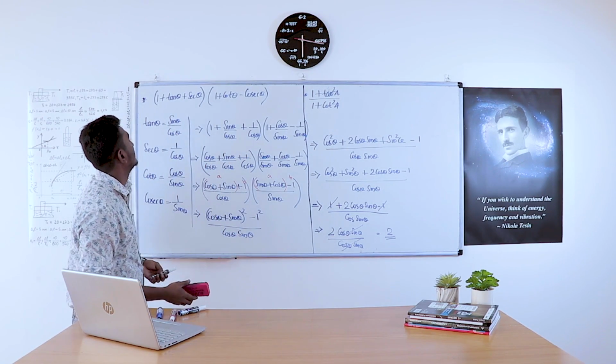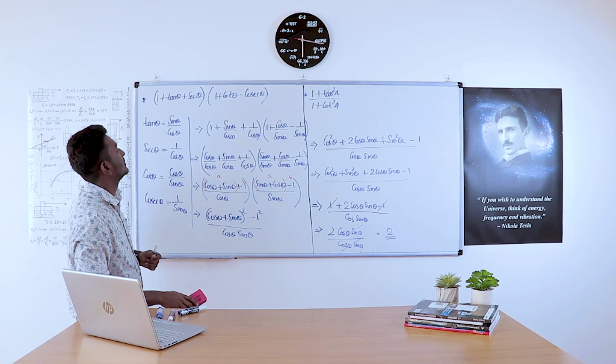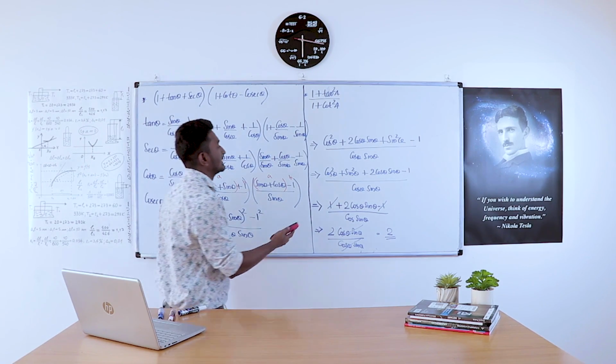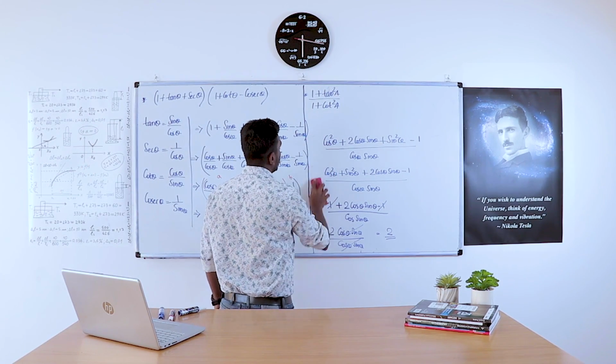So 1 plus tan theta plus sec theta into 1 plus cot theta minus cosec theta, when simplified, we get the final answer as 2. Now moving to the next question.